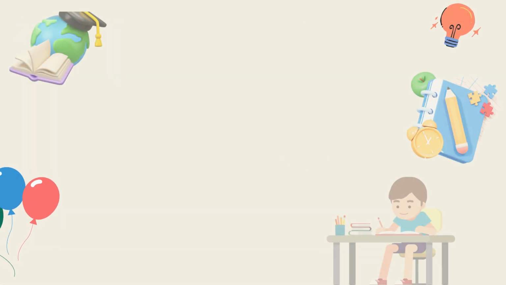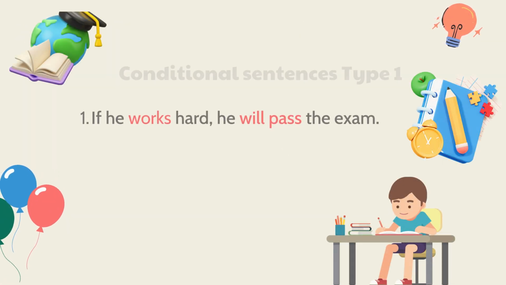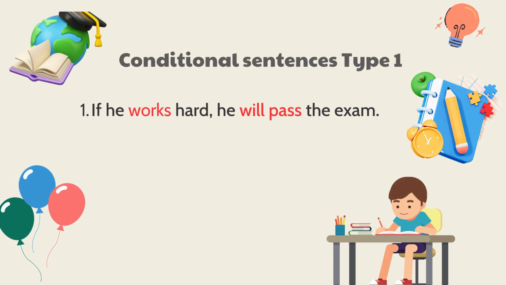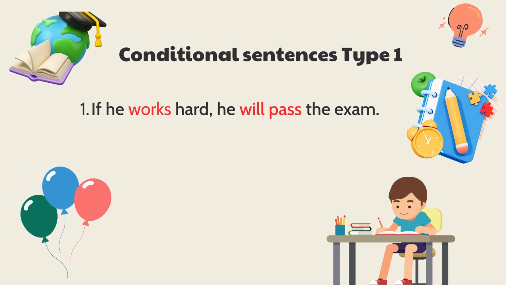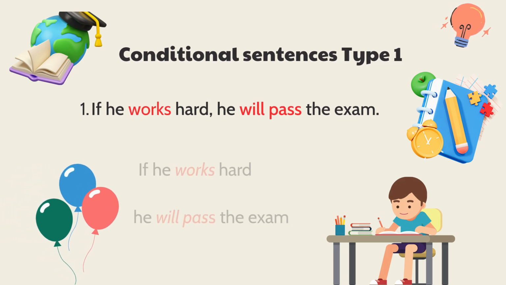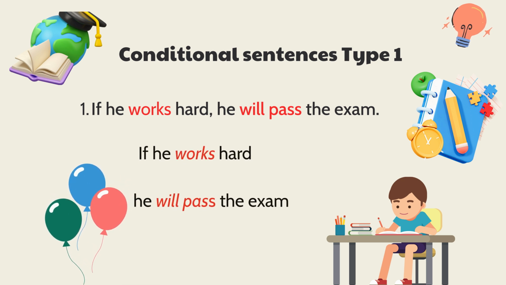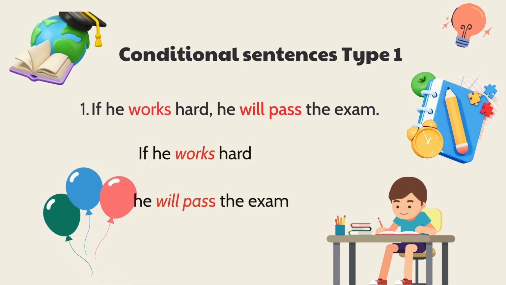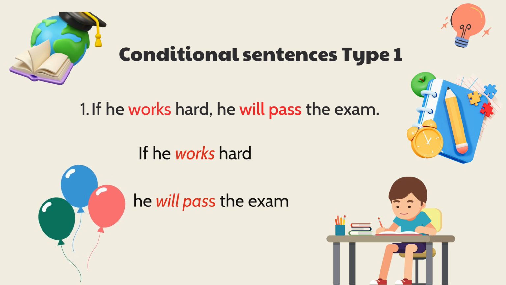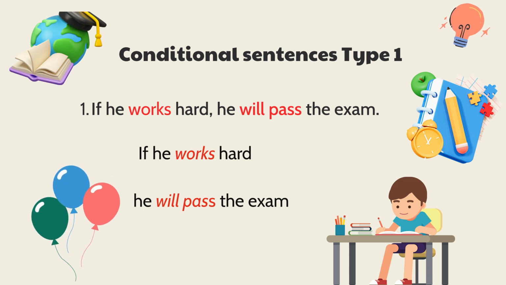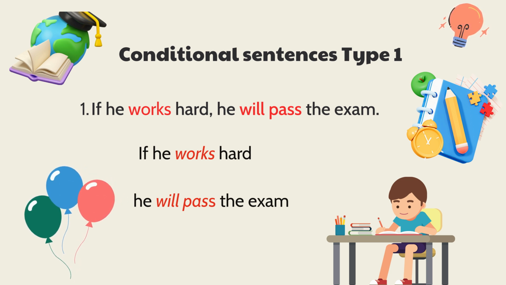Conditional sentences Type 1, for example, number 1. If he works hard, he will pass the exam. Look at the examples. We can see there are two clauses, including the condition clause with if, subject and verb in the present simple, and the main clause, subject will verb infinitive. This is the condition clause: if he works hard. After the comma is the main clause: he will pass the exam.